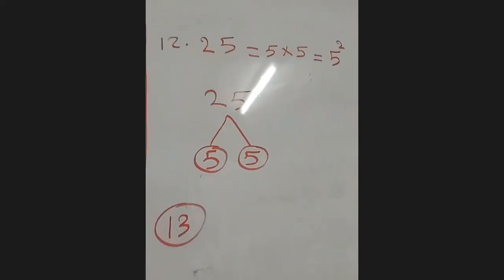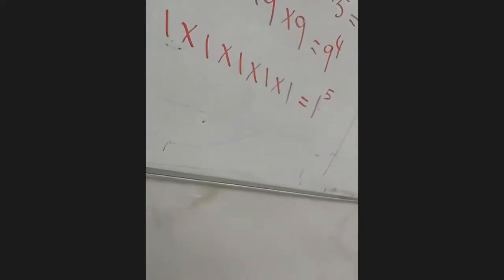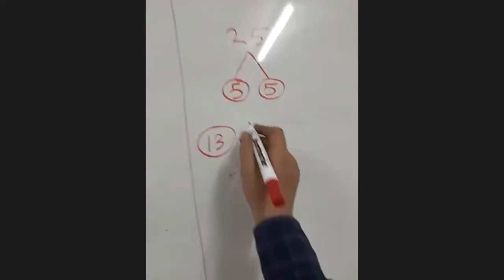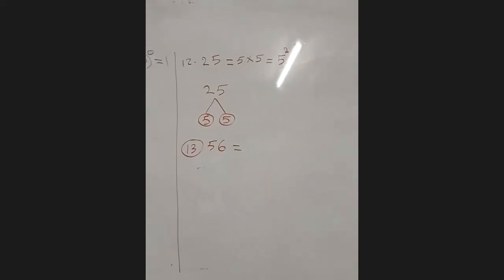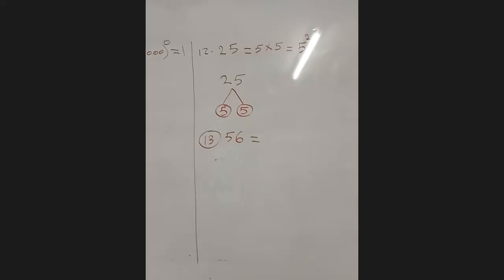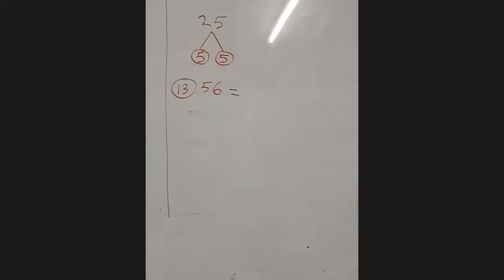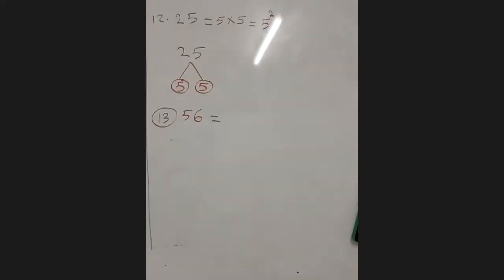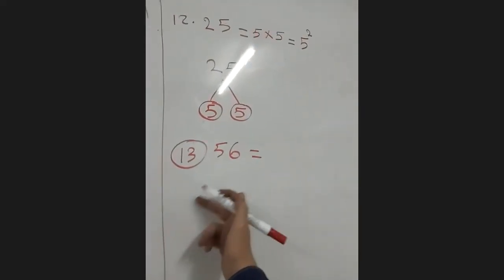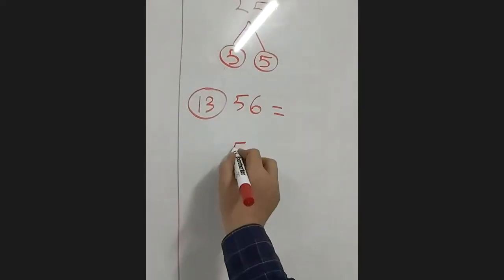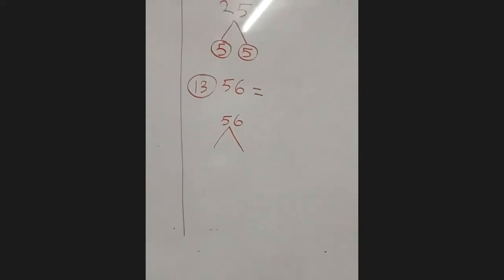Now question 13. Who can help me with question 13? First, we'll do prime factorization. Then we will do exponents. The number is 56. Who can help me? Yalla, I will choose. Umran. Umran, check your mic. There is no voice. Umran, help me here. We have 56. We'll make prime factorization and exponents. We make a 3-way. 2 numbers.